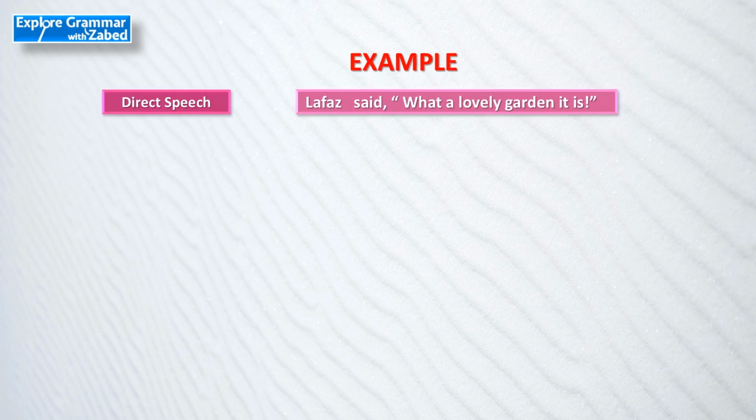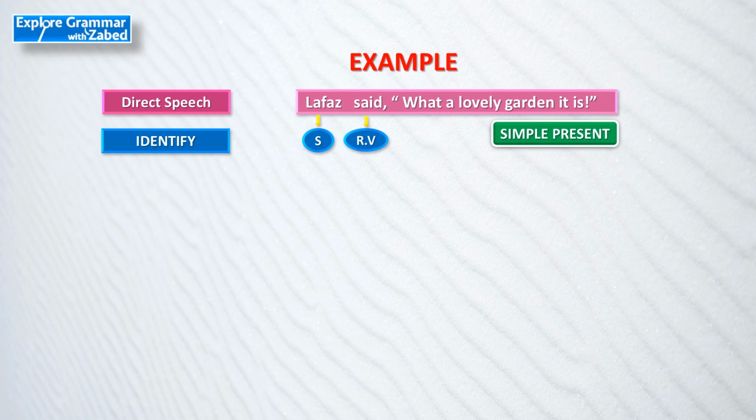Let's look into one more example of it. WW said, "What a lovely garden it is." Let's try to convert the sentence using the 7 steps formula we just have learned before some time. Step number 1 is to identify. Here, WW is the subject. Said is the reporting verb. The reported speech is an example of simple present tense.